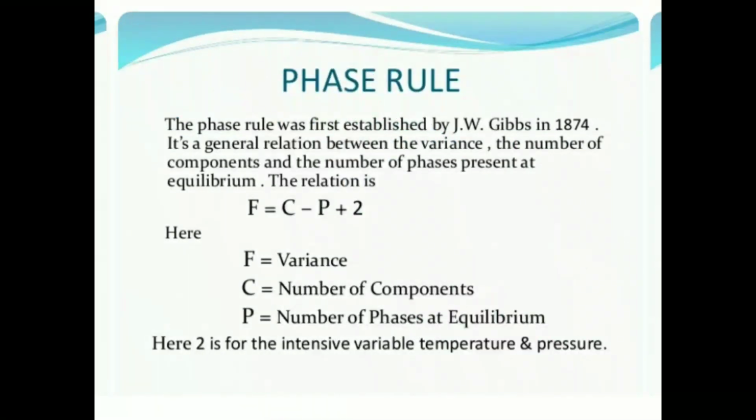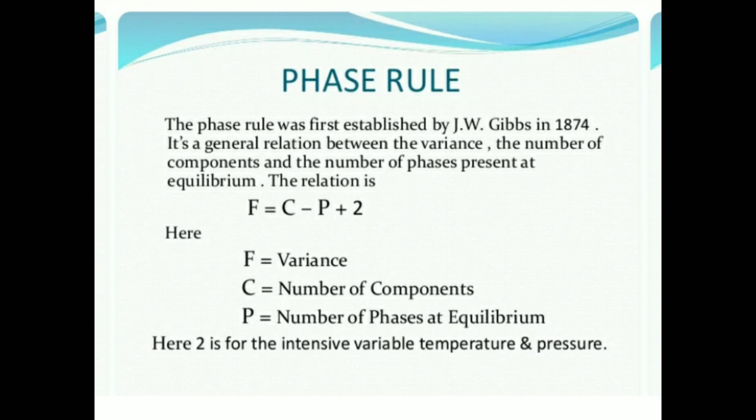A phase is defined as any homogeneous, physically distinct, and mechanically separable portion of a system which is separated from other parts of the system by definite boundaries. Example, consider a water system consisting of three phases: ice, water, and vapor. Each phase is physically distinct and homogeneous, and there are definite boundaries between phases. So, this forms three phases.